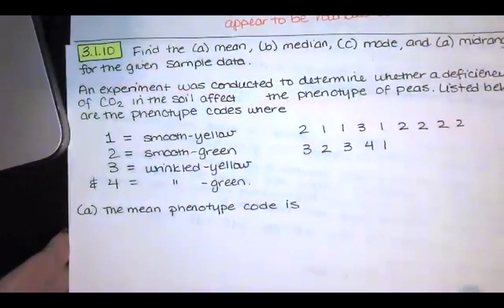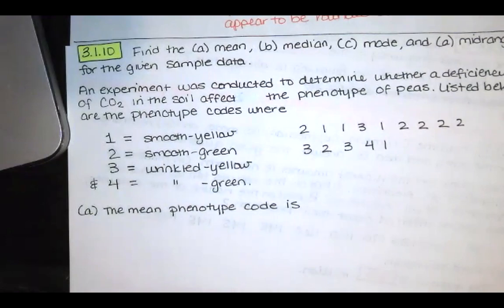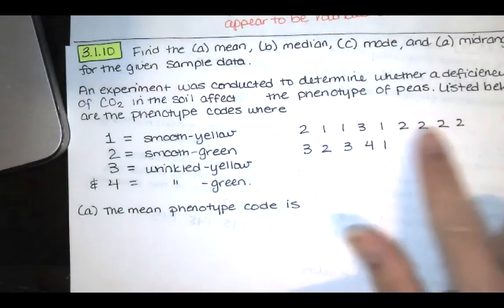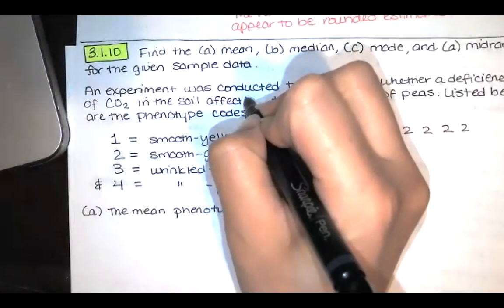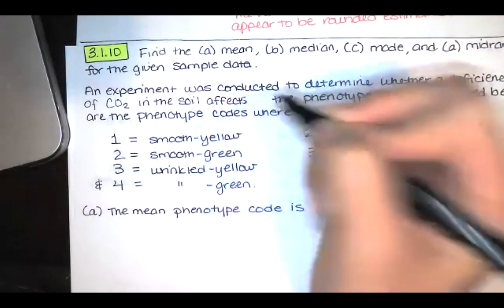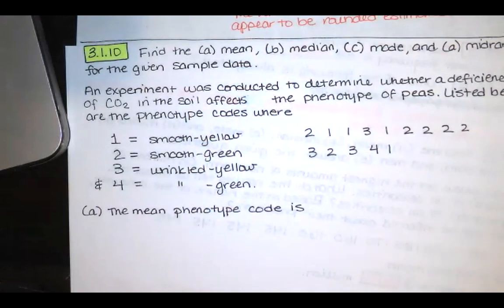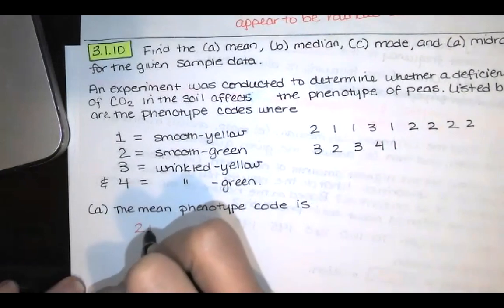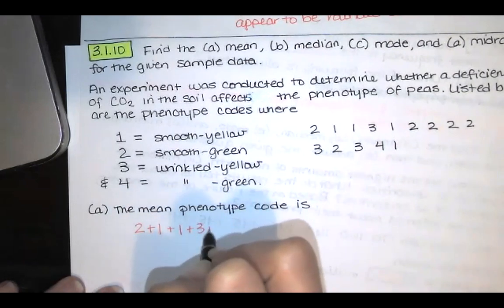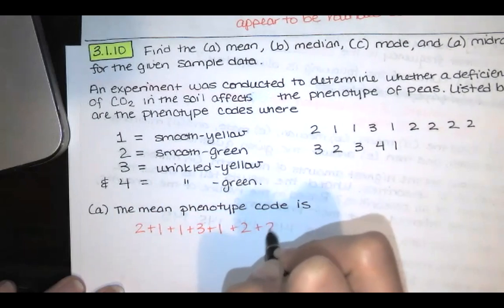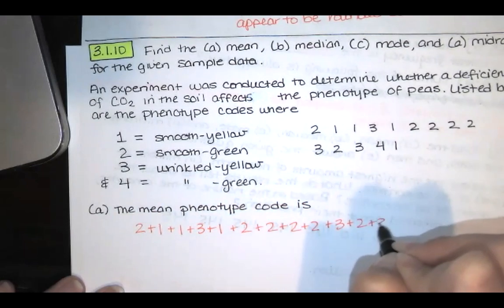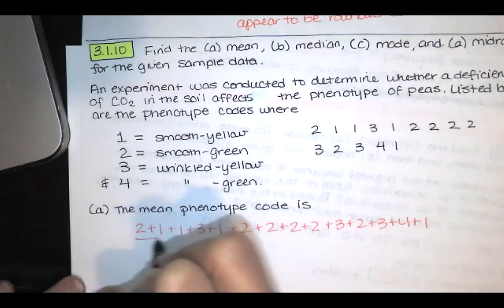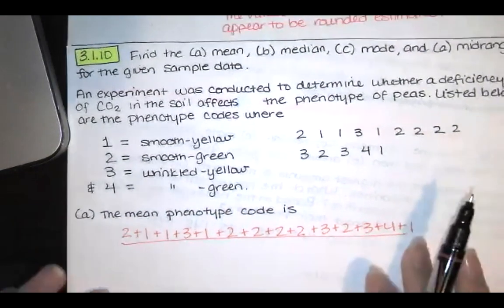And we're asked for the mean phenotype code. So we're just going to add all of those together and divide by the total number of values. Okay. So when you're calculating the mean, you just add the numbers together. So you're going to have 2 plus 1 plus 1 plus 3 plus 1 plus 2 4 times, plus 3 plus 2 plus 3 plus 4 plus 1. And you're dividing by the total number of numbers on that list.